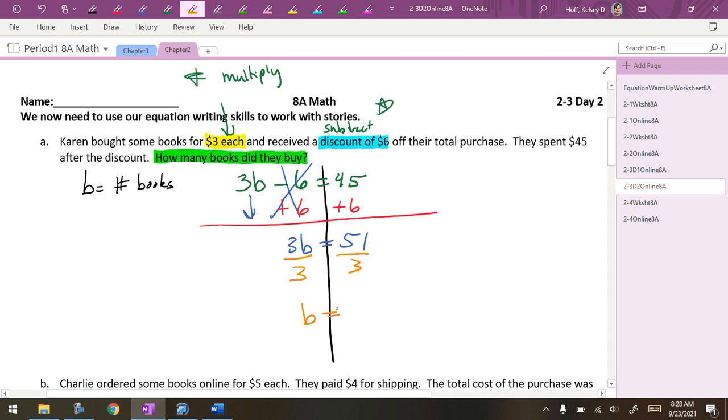B equals 51. Whoops, sorry, I didn't mean to throw my pen at you. 51, that's why you got a weird number. 17? Anybody else get 17? What does 17 mean? Very good. And make sure you give me 17 books. Give me that final answer with your work.